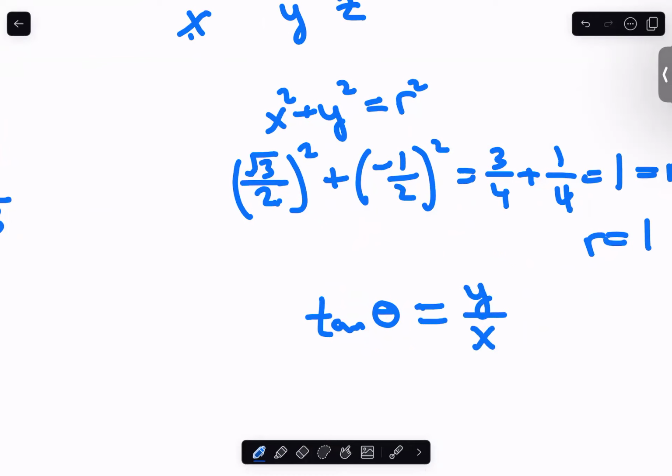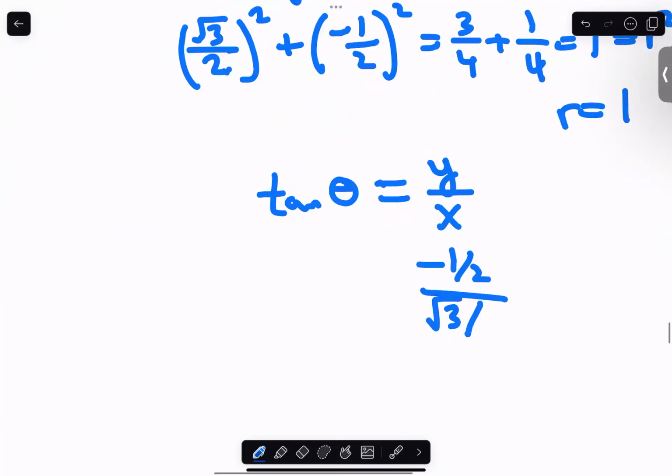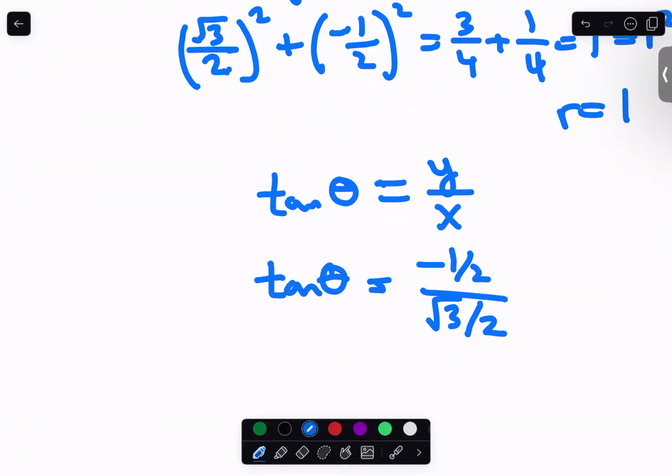So I can take my y coordinate and my x coordinate and plug these things in. So I'm going to get negative 1/2 divided by root 3 over 2. Those were my x's and my y's. And this is supposed to be equal to tangent of theta. So this is what we need to solve here. Well, I do notice that we could multiply through by 2 on top and on bottom here and cancel out these 1/2s.